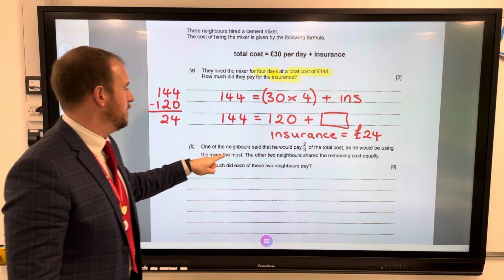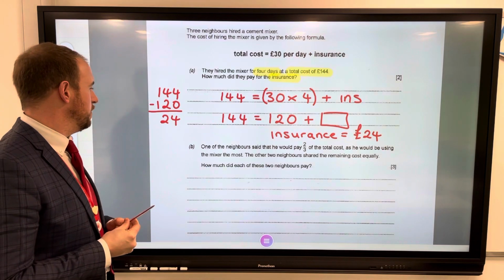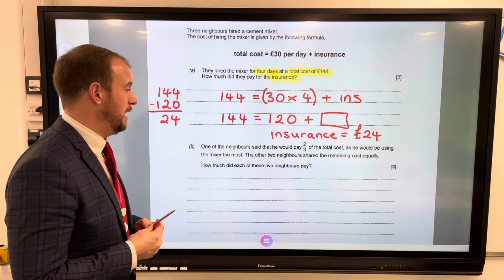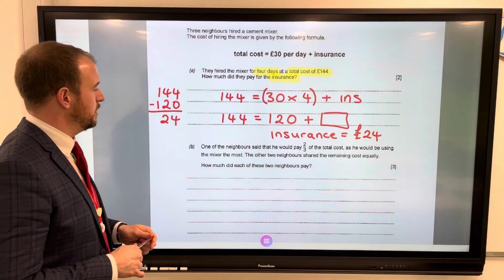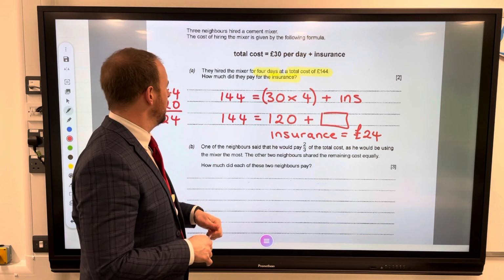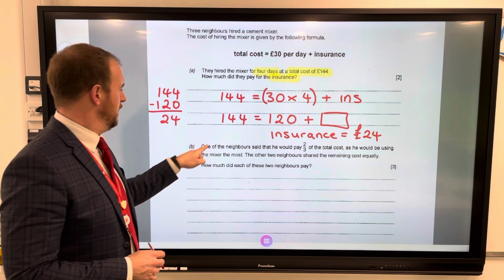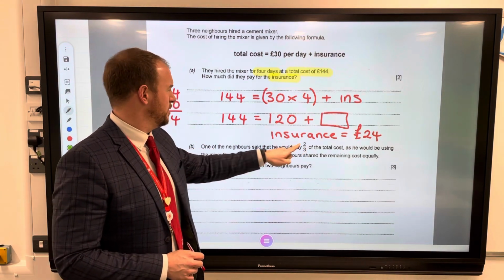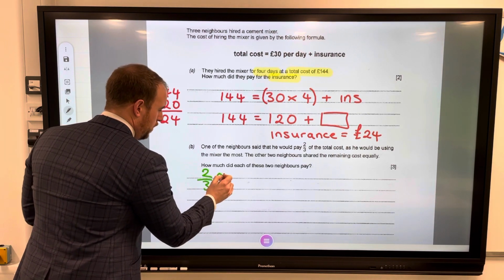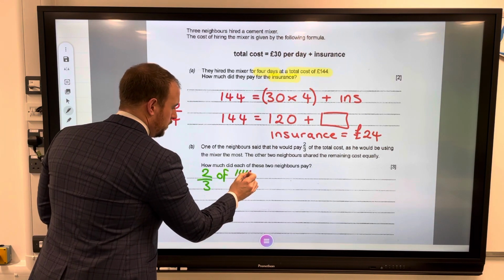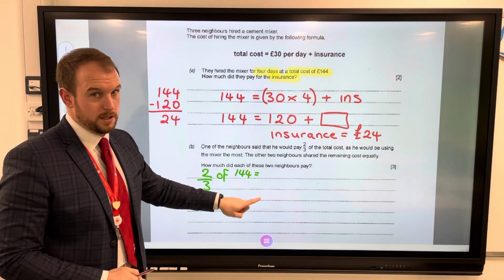One of the neighbours said he would pay 2/3 of the total cost, as he would be using the mixer the most. The other two neighbours shared the remaining cost equally. How much did each of these 2 neighbours pay? Well, the total cost was £144. This first neighbour said he paid 2/3 of the total cost, so that means 2/3 of 144. This is not a formula question, this is a fraction of quantity question.